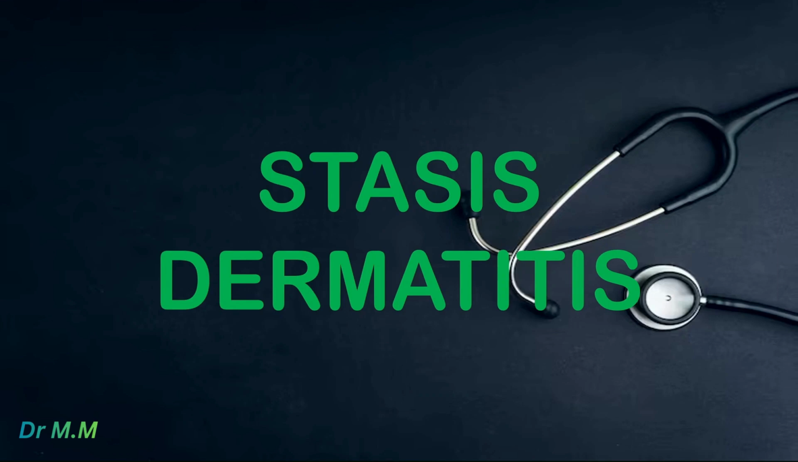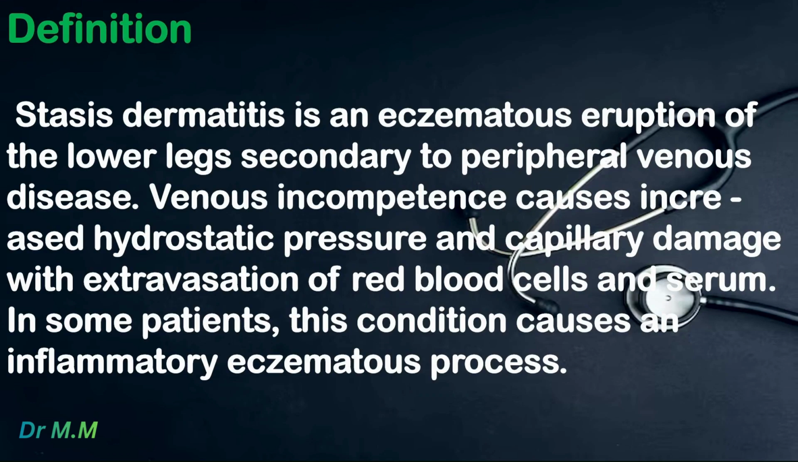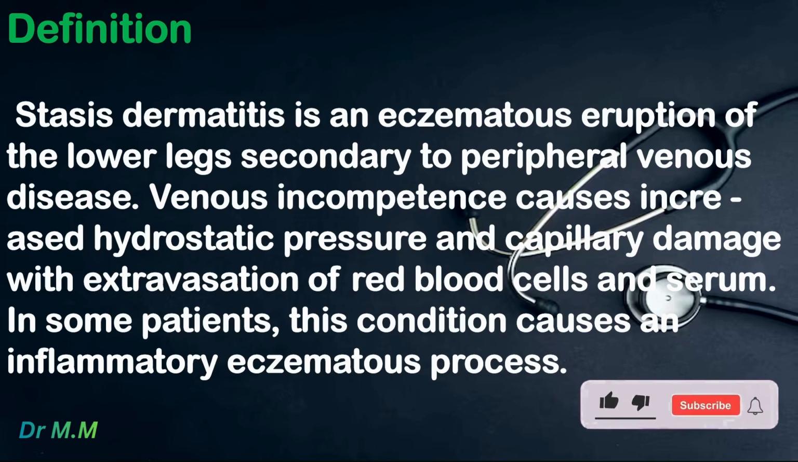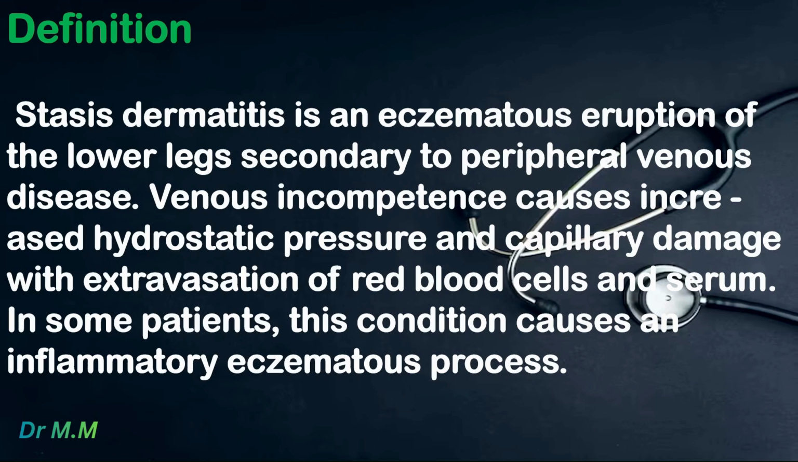Today we are going to talk about Stasis Dermatitis. Definition: Stasis Dermatitis is an eczematous eruption of the lower legs secondary to peripheral venous disease. Venous incompetence causes increased hydrostatic pressure and capillary damage with extravasation of red blood cells and serum. In some patients, this condition causes an inflammatory eczematous process.